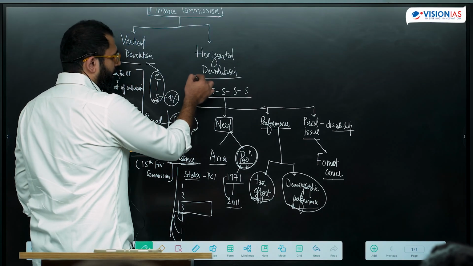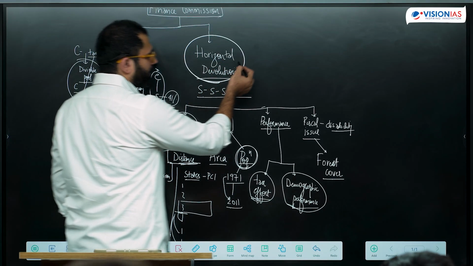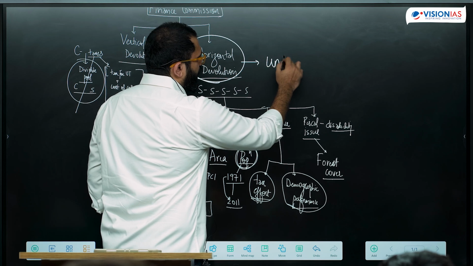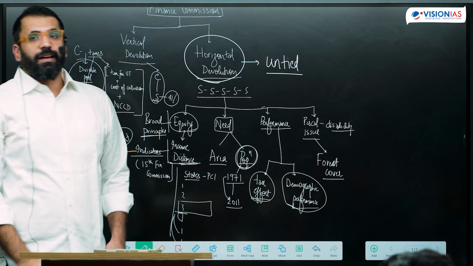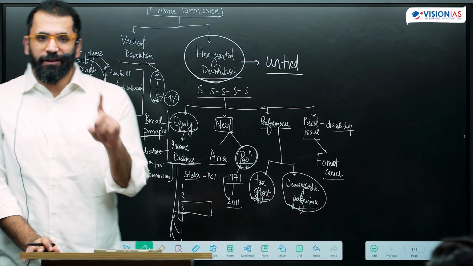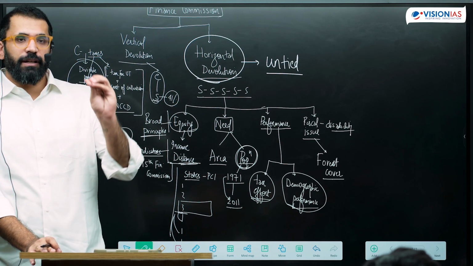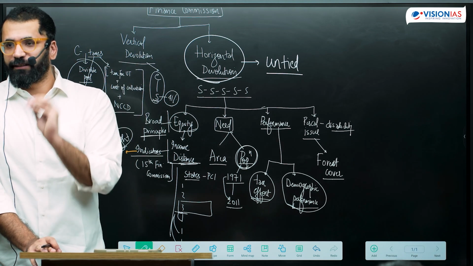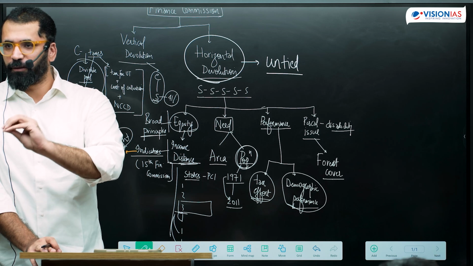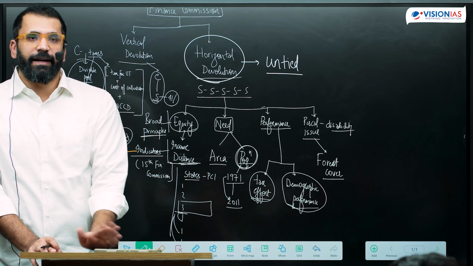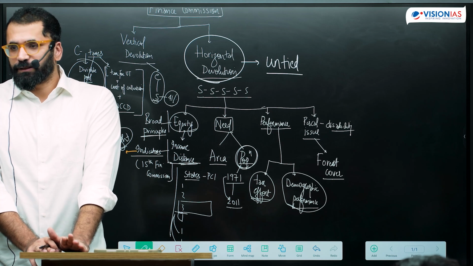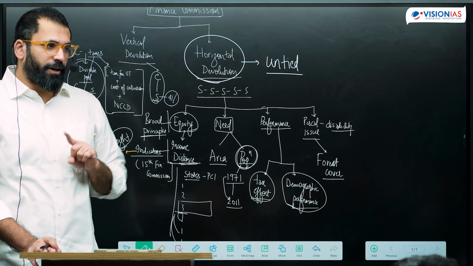Now, whatever horizontal devolution goes to the states, whatever money they get from this Finance Commission, these are untied funds. That means there is no condition imposed. There is no performance-based condition that you do this, then only you get the money. For example, you do agriculture reforms, then only you get the money. You do policing reforms, then you get the money. No. These are completely untied, unconditional funds. This is the prime responsibility of Finance Commission.